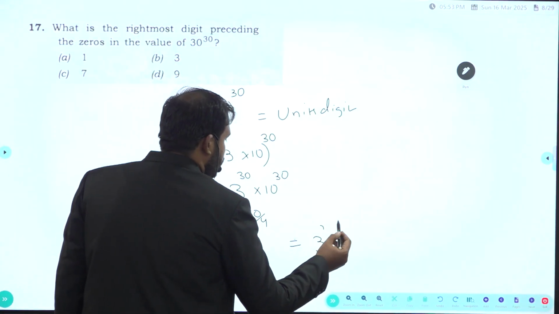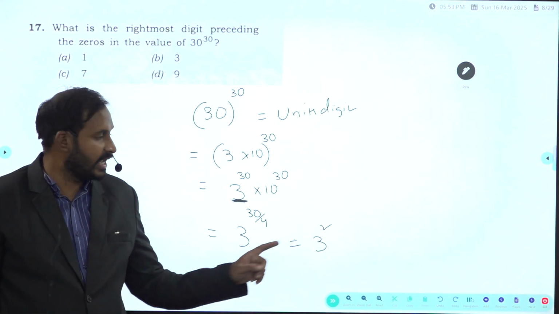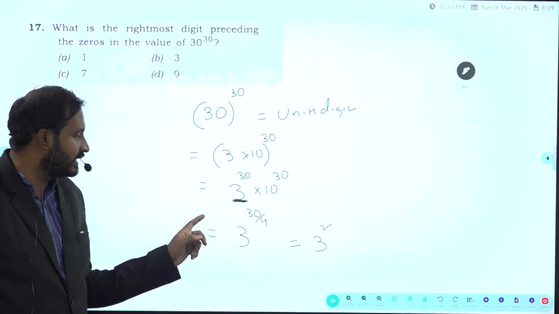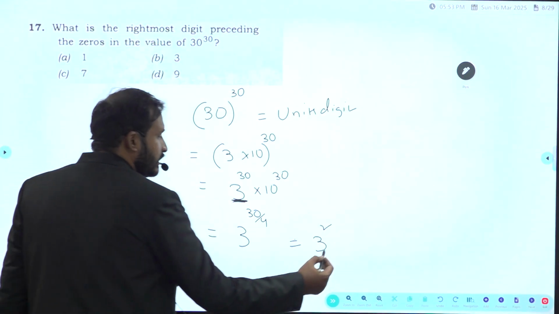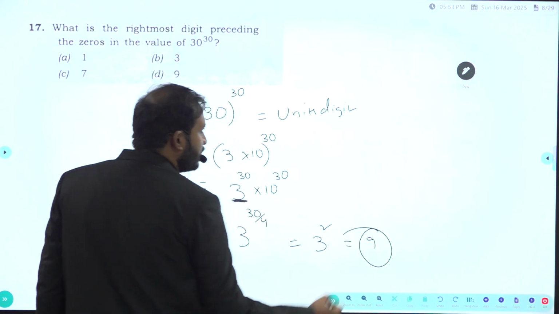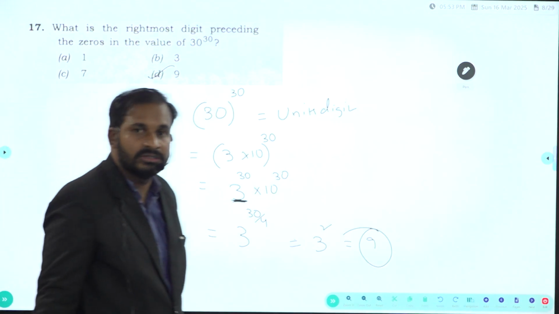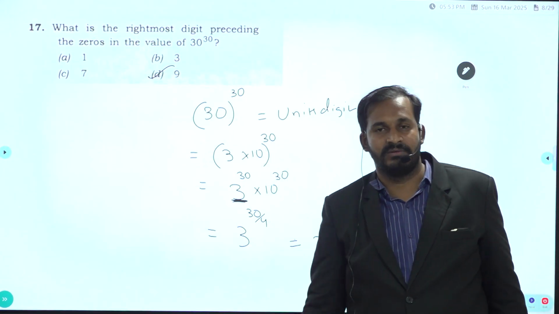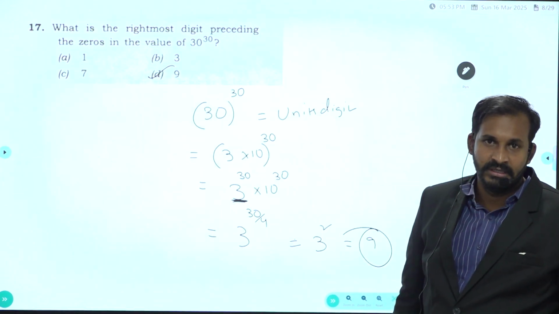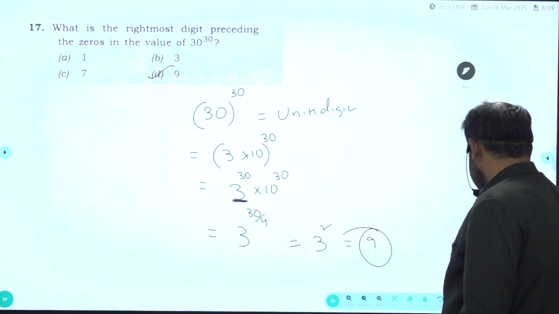So 3 square. Don't think that 30 by 4 is 2. Not like that. I am writing only the remainder. When I divide 30 with 4, I will get a remainder as 2. So 3 square is what? 9. So the rightmost digit also will be 9 for us here. See students, these questions are directly taken from the question paper. So these questions they asked previously.